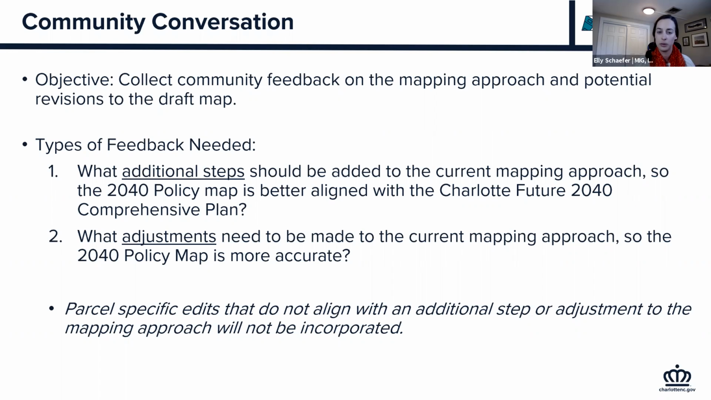There's really two types of feedback that we can use to revise the citywide mapping approach. One is to identify additional steps to add to the methodology, which would help better align the final map with the comprehensive plan. And then we can discuss potential adjustments to the current mapping steps that would help improve the accuracy of the map. Again, what this process can't do is incorporate parcel-specific revisions that don't inform an overall change to the citywide mapping approach. Since this is a citywide mapping effort, it must balance future needs and opportunities citywide.